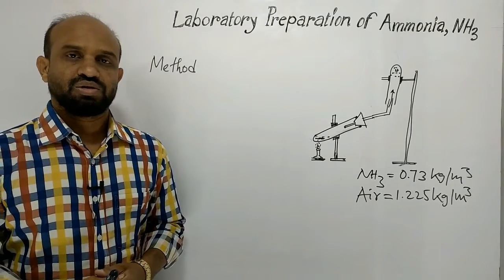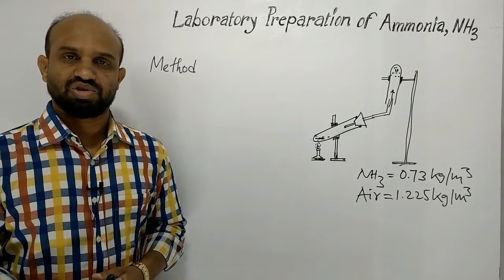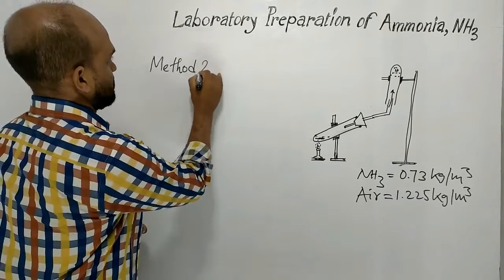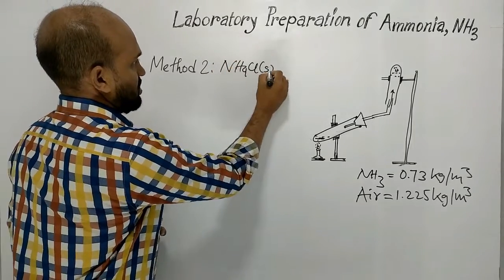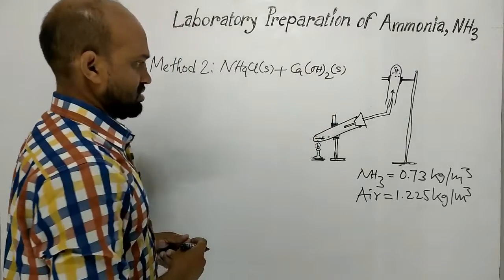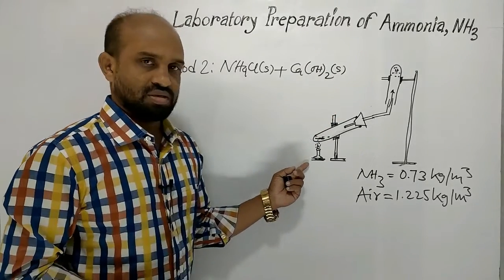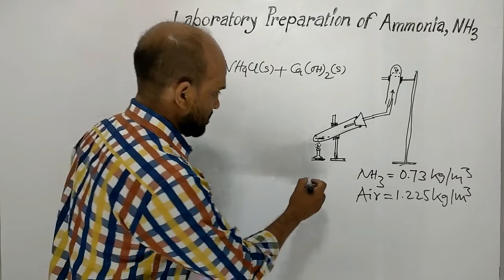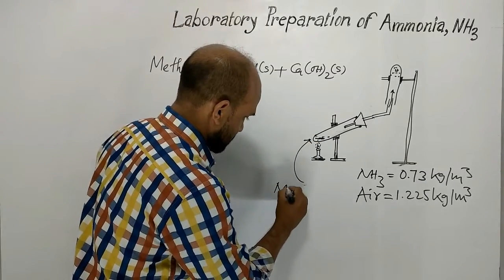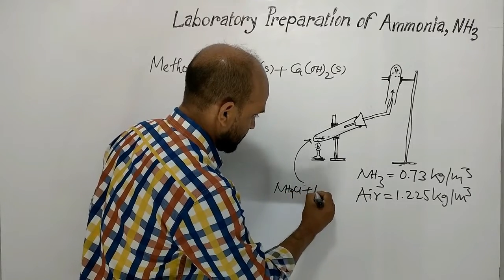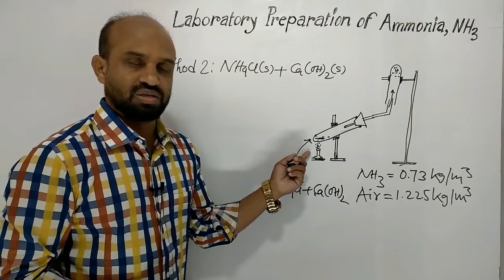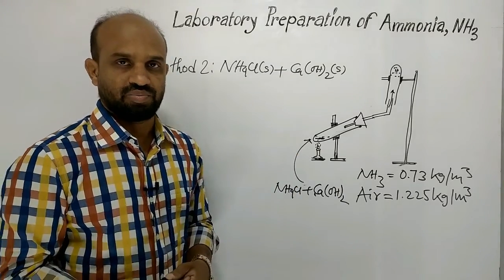In this method, ammonia is prepared from the mixture of ammonium chloride and calcium hydroxide. In the similar way, here this mixture is taken, that is mixture of ammonium chloride and calcium hydroxide. When this mixture is heated, then reaction happens.